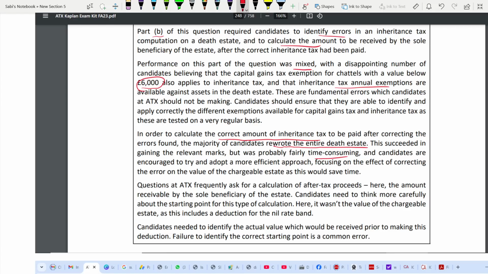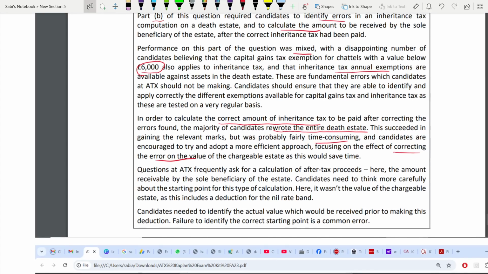You have to go by a more efficient approach. Rather, you have to correct the error only on that value because it saves time. Okay, mostly in ATX, very frequently, this is the one that they ask you. If you see all the questions in the revision kit, also questions 1, 2, 3, what were they asking? After-tax proceeds, after-tax proceeds, after-tax proceeds. First calculate tax, then deduct the tax from your income and find the proceeds.